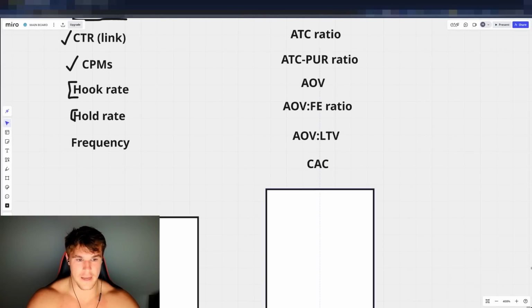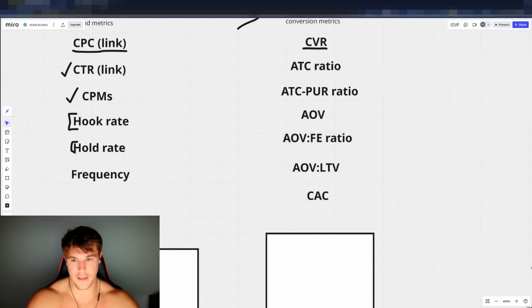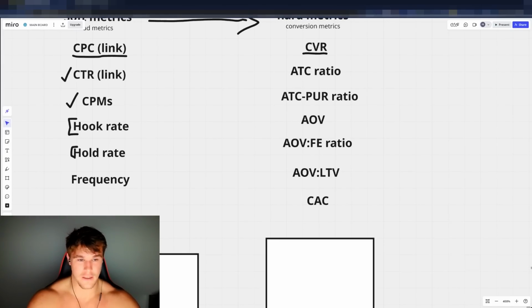And then the final number that I have here on the hard metrics is your CAC, your cost to acquire a customer, AKA your CPA, your cost per purchase. It's all kind of synonymous with the same thing. Now, I'll take this in context with the CVR and the AOV to determine where the breakdown is occurring.